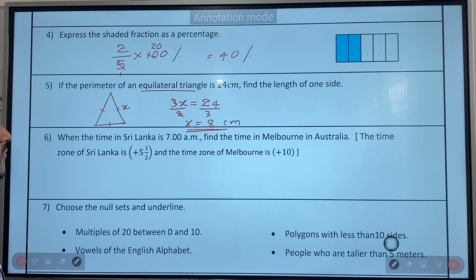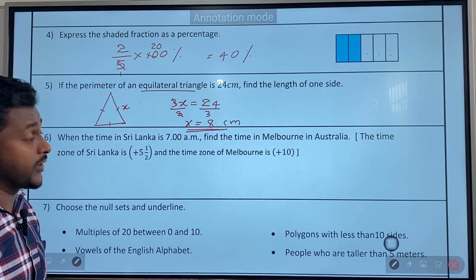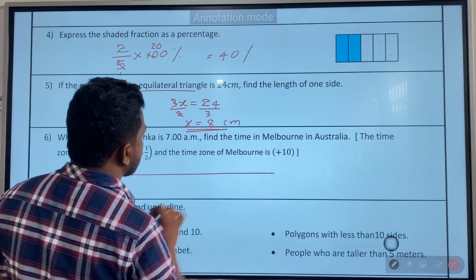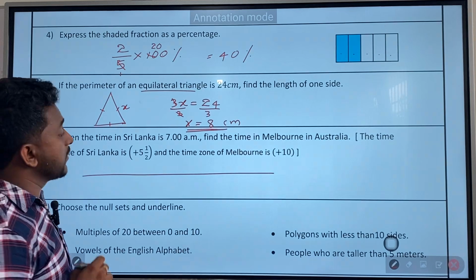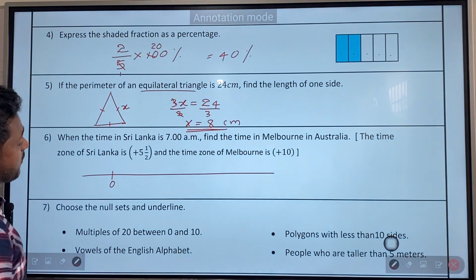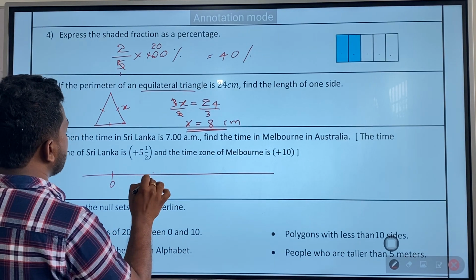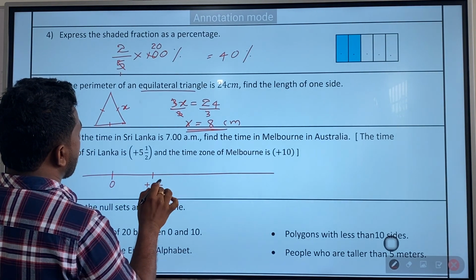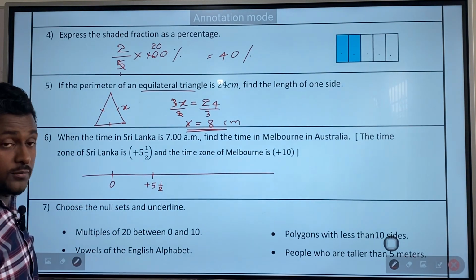Okay, so when the time in Sri Lanka is 7 a.m., find the time in Melbourne, Australia. The time zone of Sri Lanka is +5.5 and the time zone of Melbourne is +10. We can draw a time zone line. Here 0 is Greenwich time. Now Sri Lanka is in +5.5.